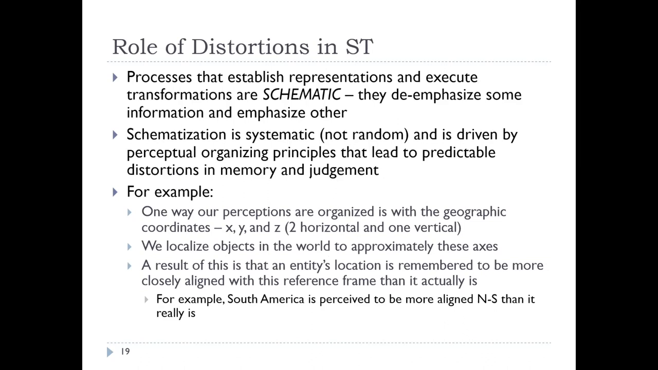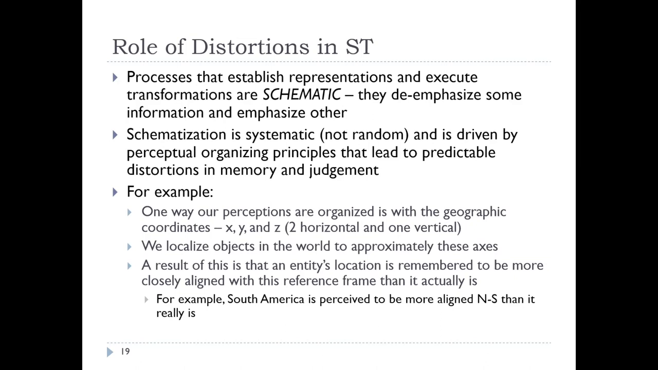All right. What about this role of distortion? And we mentioned that that's an issue. Said talked about that as part of the framework a few times. Okay. And typically when we build some kind of a representation and deal with these transformations in our spatial thinking, they're what we call schematic. They're sort of a diagram. They're not all inclusive. They're not a complete one-to-one model of exactly what we're going to do, but rather they de-emphasize some information and emphasize other information that we in our mind decided is important for us to solve this particular problem. And typically when we do that, it's systematic, it's not random, okay? And it's driven by our organizing principles, our past experience that leads to predictable distortions in our memory of how things are done and our judgment, okay?